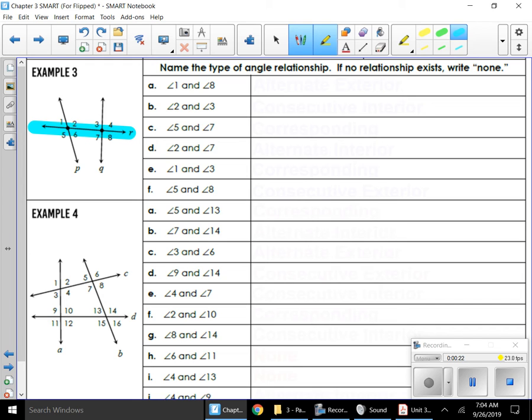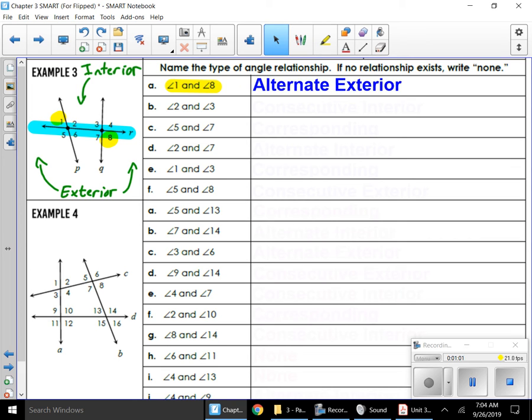So let's start with angle 1 and angle 8. Angle 1 is up there, angle 8 is down there. Notice they are on opposite sides of the transversal, so they are alternate, and they are both outside of lines P and Q. Again, we have interior and exterior. The interior is everything in here, and the exterior is stuff that's not between those two lines. So we are exterior and we are alternate. So those are alternate exterior angles.